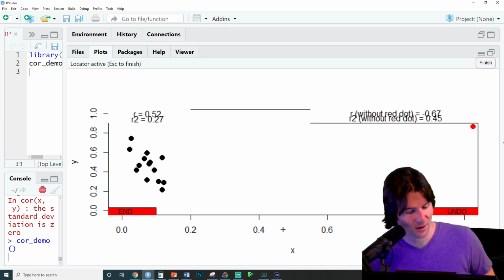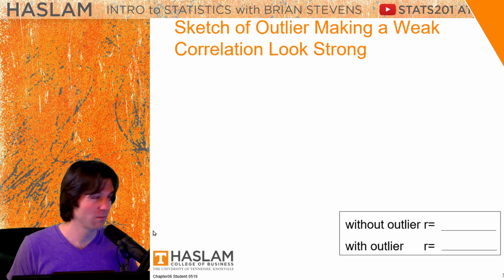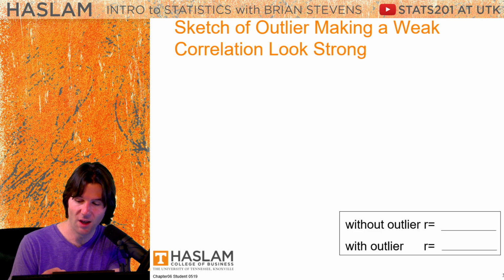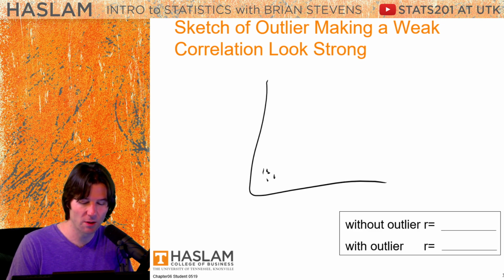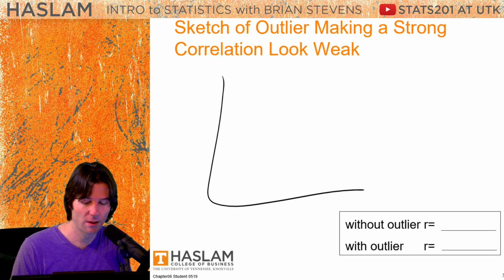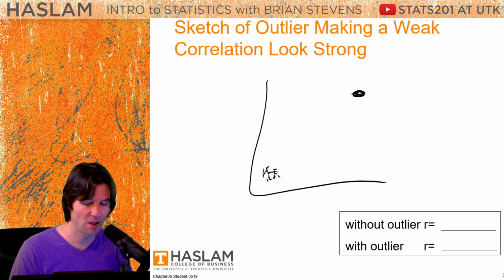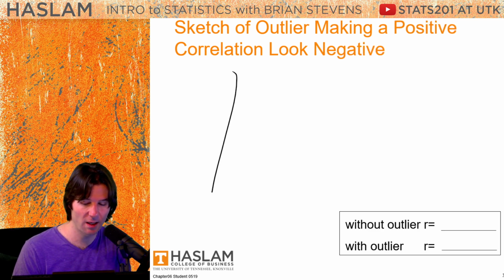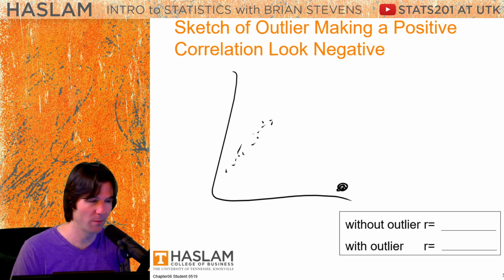Let's go back to the notes. Can outliers make a weak correlation look strong? Yeah. Outliers making a weak correlation look strong would just be an outlier like that. That outlier up there can make a weak correlation strong. Can a strong correlation look weak? Yeah, we did that one right here, where a strong correlation all of a sudden could be weak because of that outlier right there. Let's make the other outlier a little clearer. That's the outlier there. Outlier making a positive correlation look negative. Same example. Positive data. Point down here makes it negative.